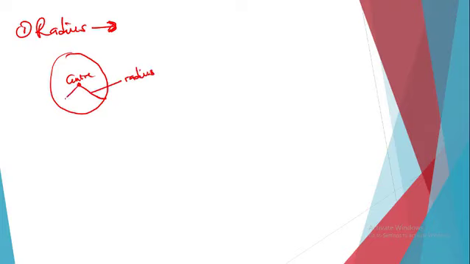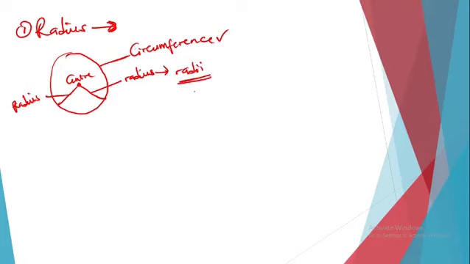It can move from here also to here and then form a triangle. This is also a radius. Now this point is what we call the circumference, and for radius the plural is radii. If it's more than one, we call it radii.